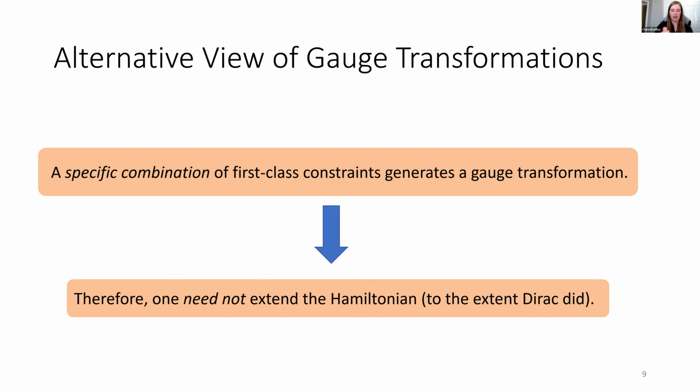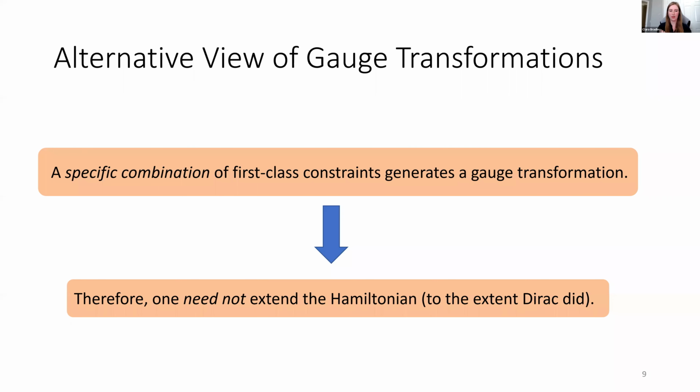Sometimes it might seem like people also take the stronger view that one should not extend the Hamiltonian in this way. What's important for our purposes is just that this view denies that Dirac was right about the definition of a gauge transformation, and then concludes that he was also wrong to think that one has to introduce this extension to the Hamiltonian.